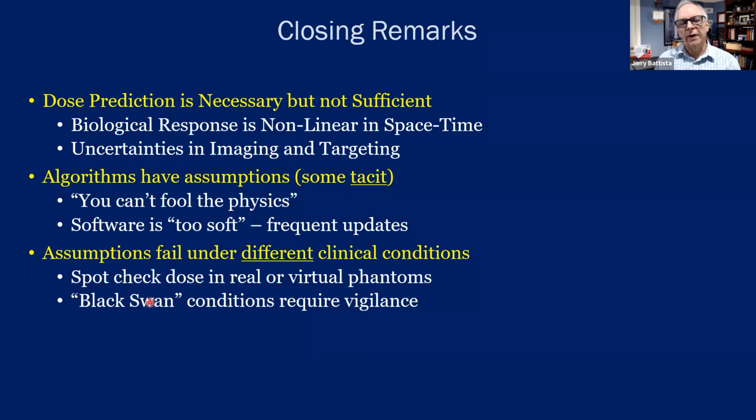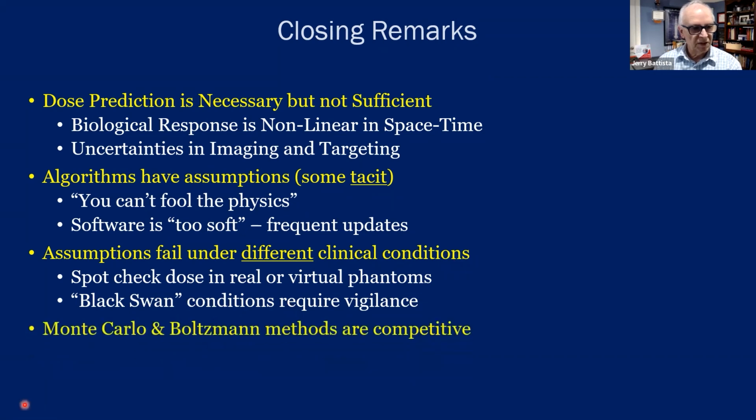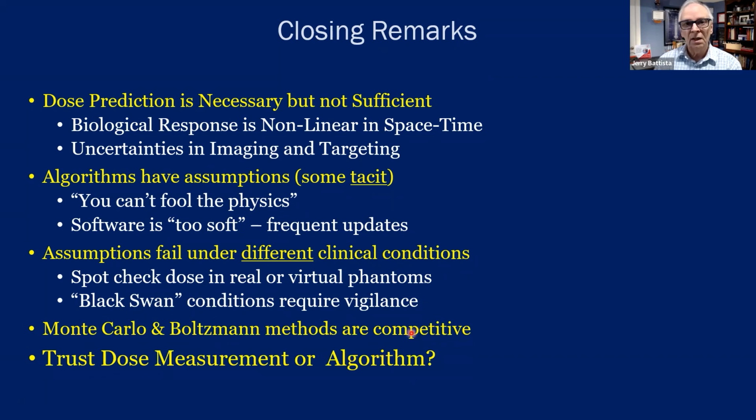For example, an earthquake. They're rare. When they happen, they have a major consequence. And there may be some clinical conditions where there would be some black swan events in a particular treatment technique. Monte Carlo and Boltzmann methods are competitive right now, but they're not available on every planning system, and they need quite a bit of understanding. And I hope today that we gave you enough information to start understanding these methods.